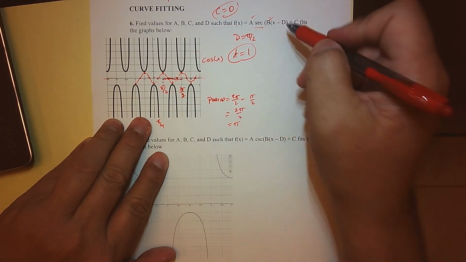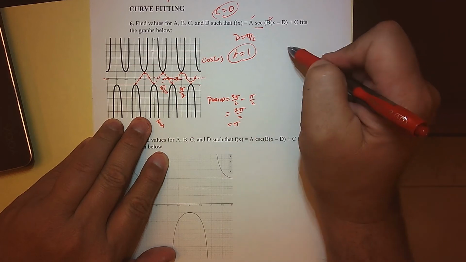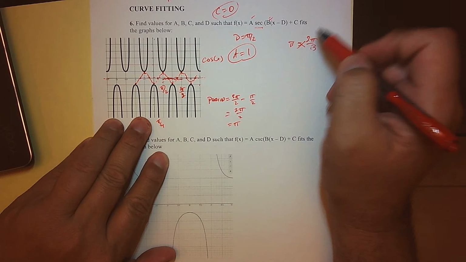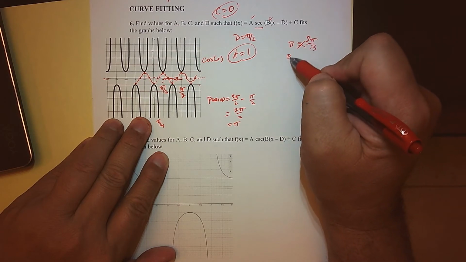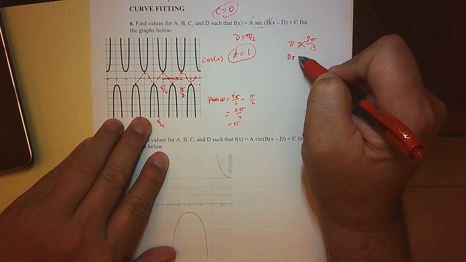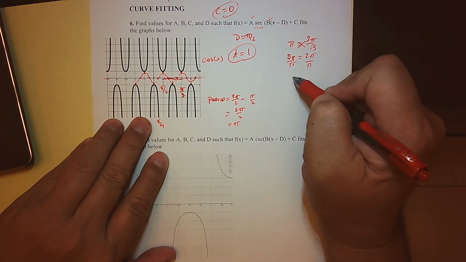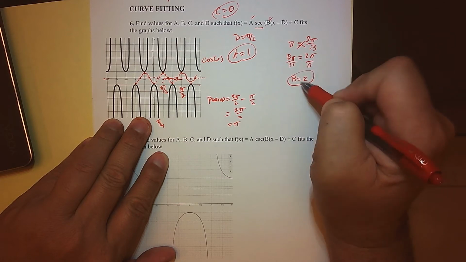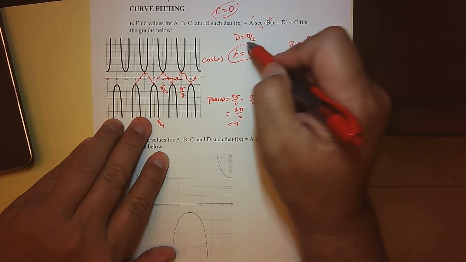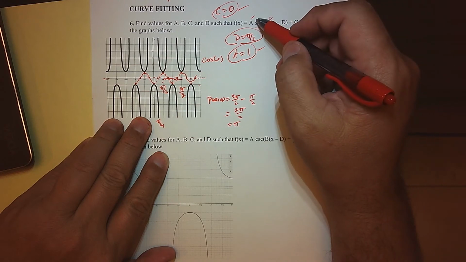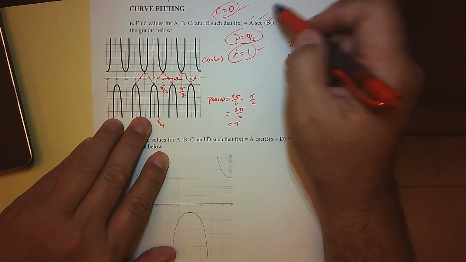So we're almost done. So that means that pi is equal to 2 pi over B. Do a quick cross multiplication. We get B times pi equals 2 pi. Divide both sides by pi, and we get that B is equal to 2. So B is 2, A is 1, D is pi over 2, and C is 0. So basically, that's for the cosine. It's going to be the same thing for the secant.